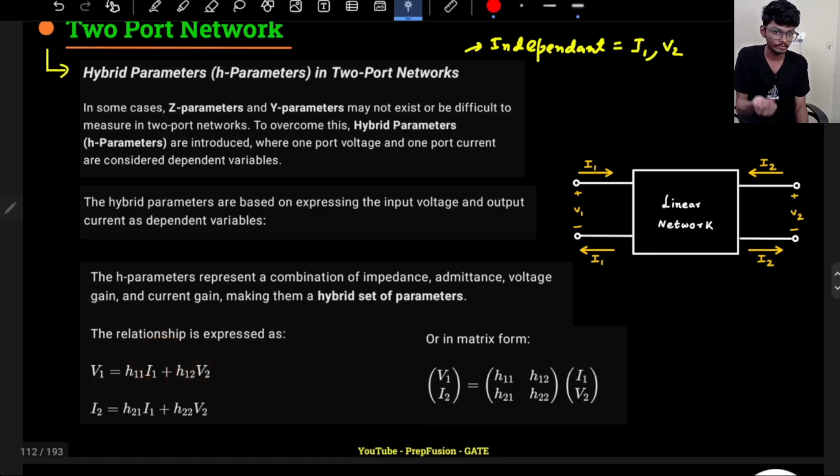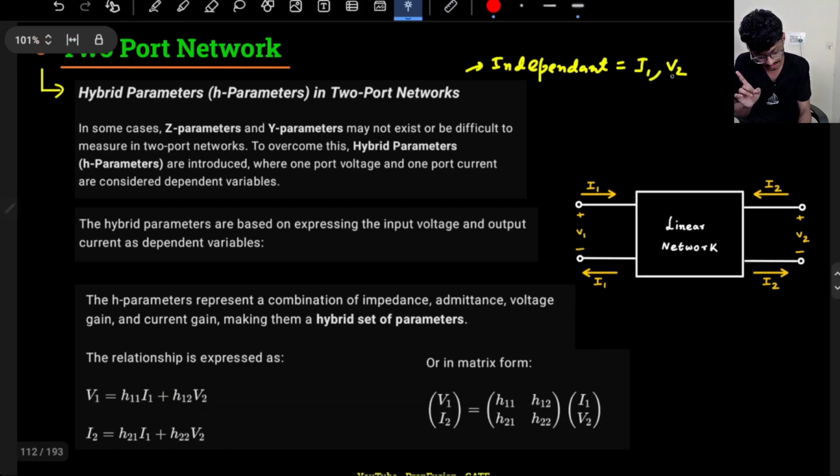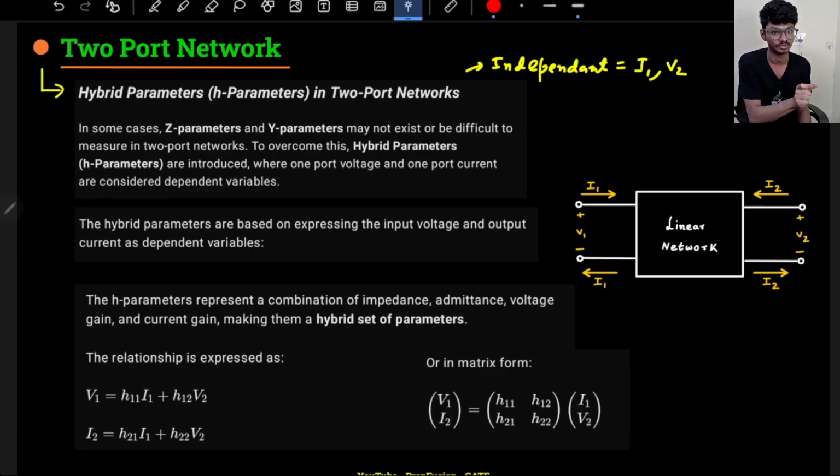From here onwards, remembering the formulas like H11, H22 is a bit difficult. So what you have to remember is this thing. If you remember this, then you will be able to remember what is my H11, what is my H12. The problem will be in remembering what is H11, H12, H21, H22, because there will be confusion. Previously, Y was just the ratio of current and voltage, so it was very simple and easy. But here it will not be that simple, so be careful regarding that.